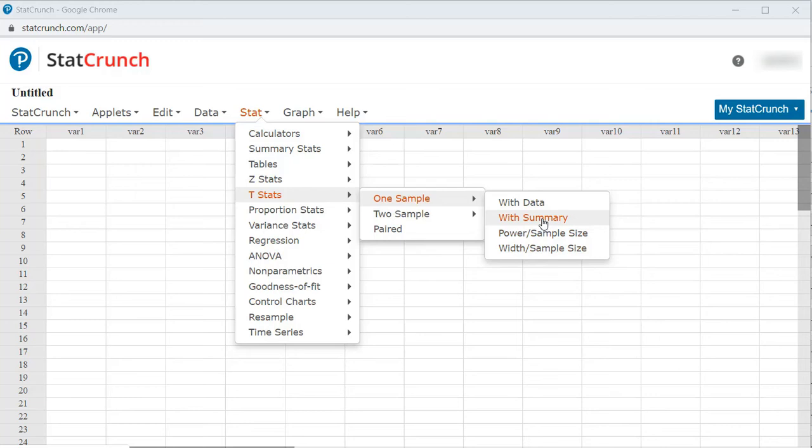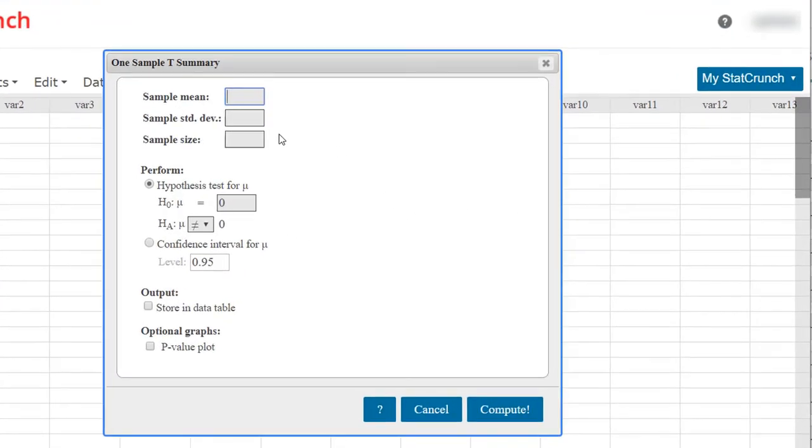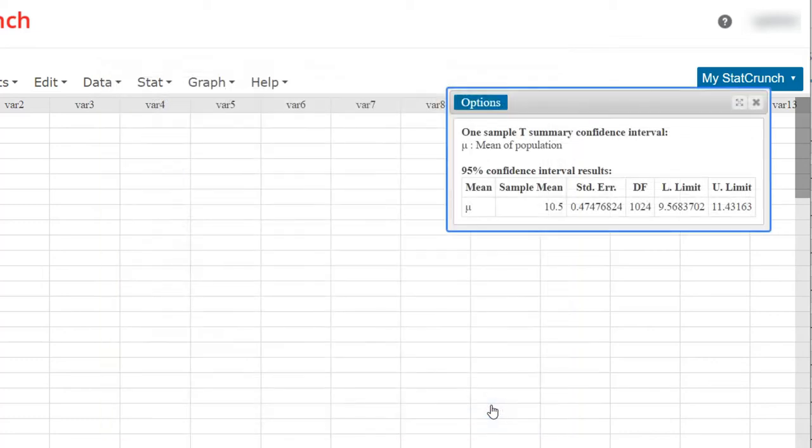Well, in this case, we do have summary information, which means that we have the calculated statistics already. So I'm selecting that, and I'm going to fill that in. The sample mean, we were told, is 10.5. The sample standard deviation was 15.2, so I fill that in. The sample size, 1,025, fill that in. What am I trying to perform? Well, we want a confidence interval for mu, so I'm going to select that bullet and fill in the level of confidence, which is 0.95, which is there by default for us. So all I have to do now is select compute.